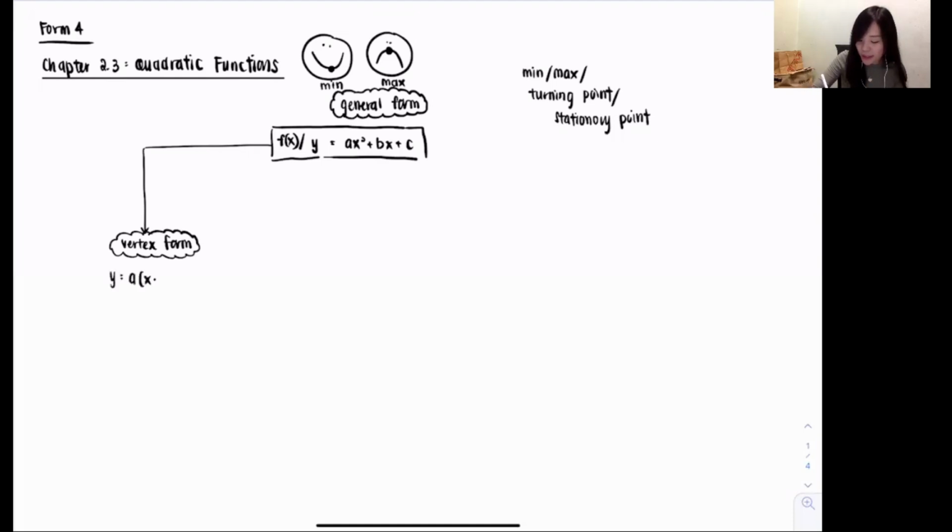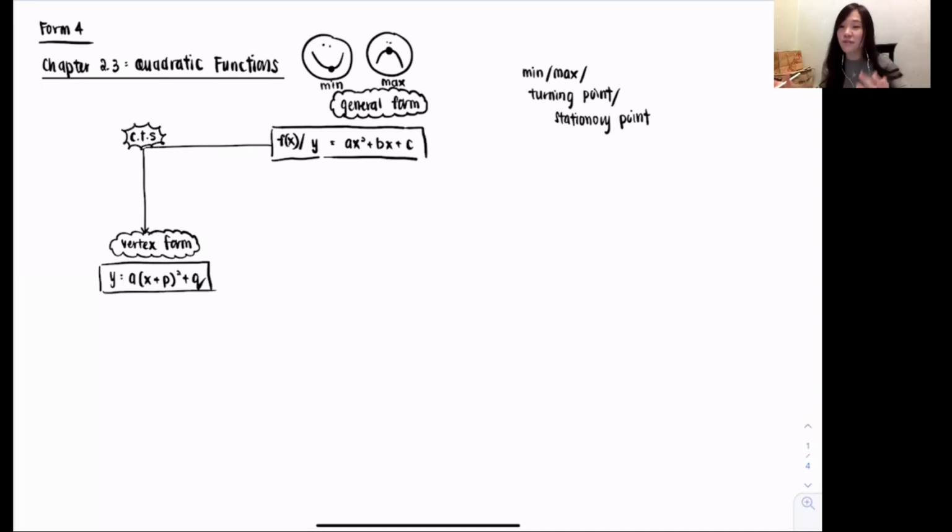Vertex form looks like this, guys. y equals a(x plus p) squared plus q. Now, this one is vertex form. Anyone still remember or not? How to go from general form to vertex form? Don't know whether you can answer, but it's completing the square.